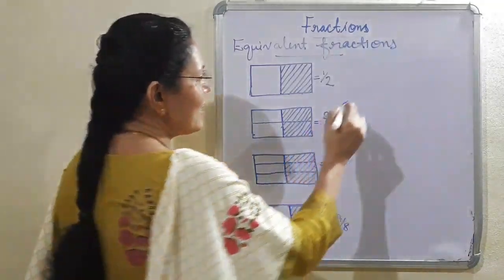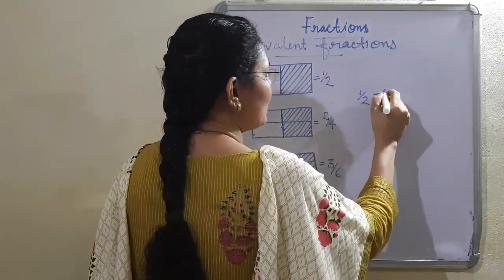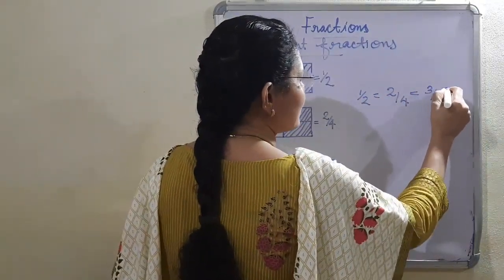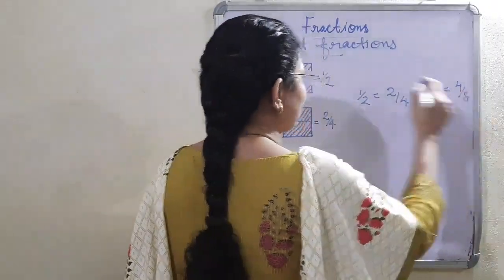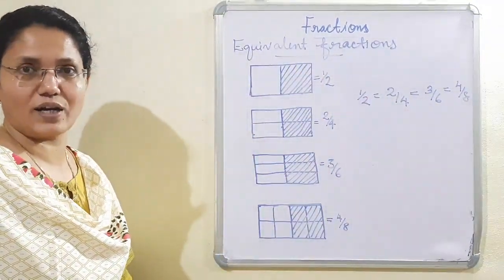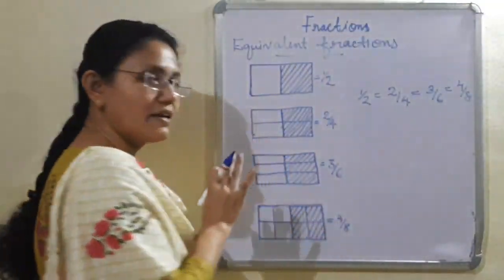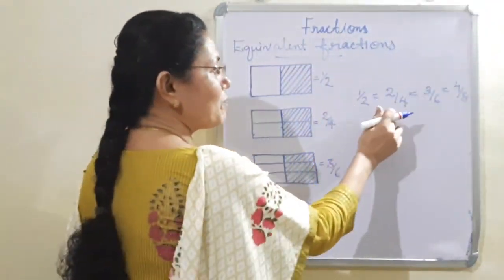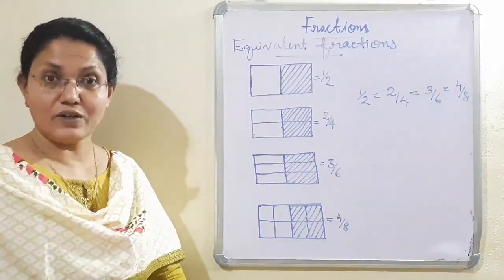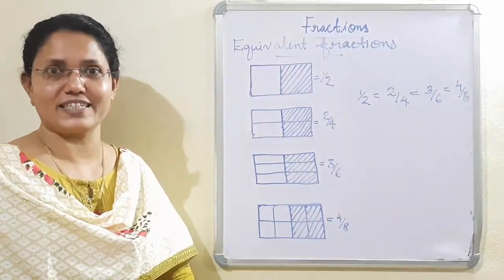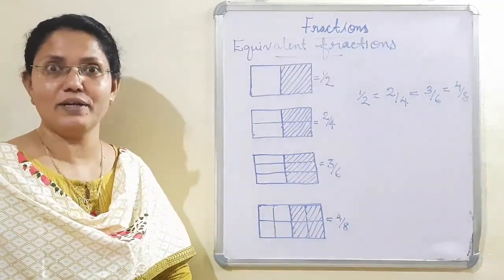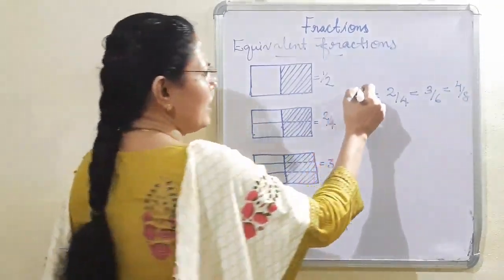Here, 1 by 2 is equal to 2 by 4 is equal to 3 by 6 is equal to 4 by 8. All these shaded parts are equal. It represents the same value. Therefore, this type of fractions are called what? Equivalent fraction. Now, to find equivalent fraction, we can multiply its numerator and denominator with the same number.